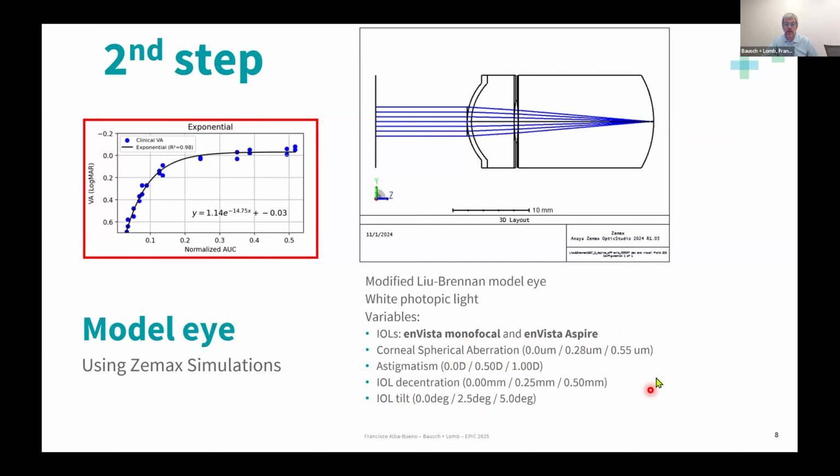All these values are inside the limits of normal eyes. There are no pathological eyes included in this, so we can induce this stress in an even larger amount of patients if we go to pathological corneas or pathological eyes.